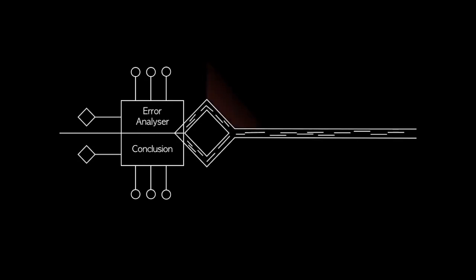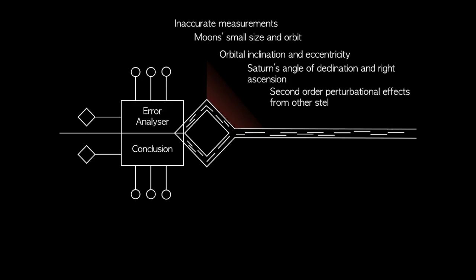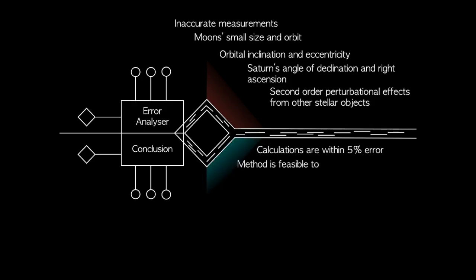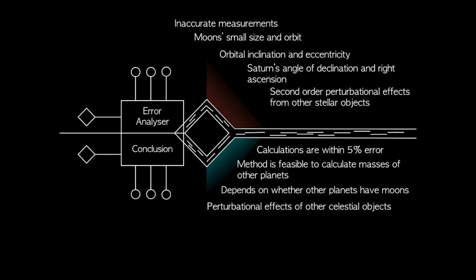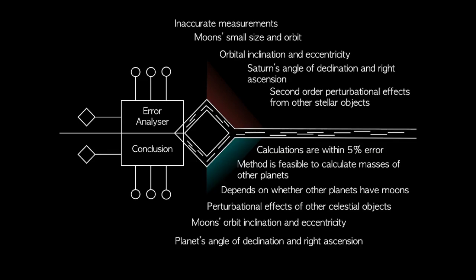The errors in our calculations resulted from: 1. Inaccurate measurements, 2. The moon's small size and orbit, 3. Orbital inclination and eccentricity, 4. Saturn's angle of declination and right ascension, and lastly, the second-order perturbation effects from other stellar objects.